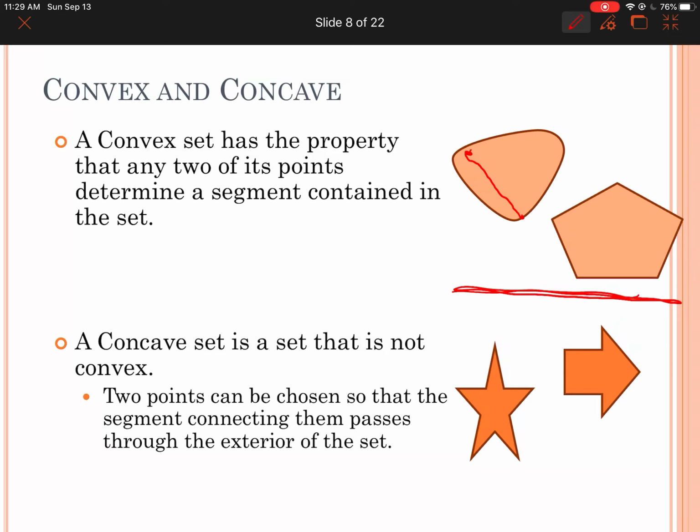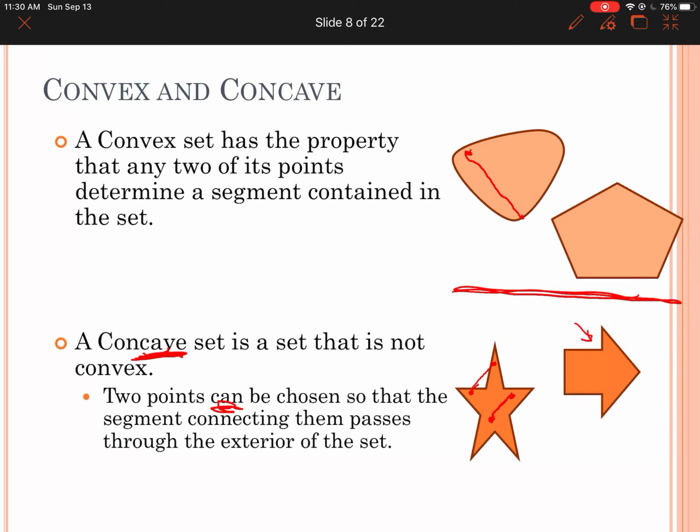A concave set is a set that's not convex, or you could say 2 points can be chosen so that the segment connecting them passes through the exterior. And so just a couple examples here. We can choose 2 points that don't pass through the exterior, but can we choose 2 points where if we connect them, it does go through the exterior? So if we chose this point, notice the segment does pass through the exterior, so this is a concave shape. A lot of times people think of concave as a shape that caves in. So see in this arrow, this part caves in. The convex sets don't have any cave-ins.